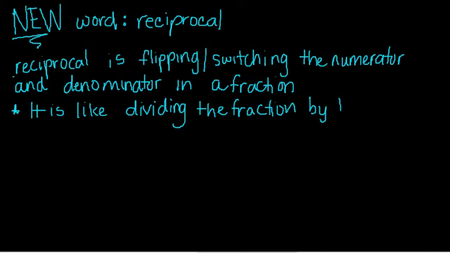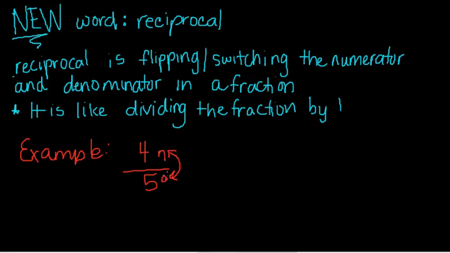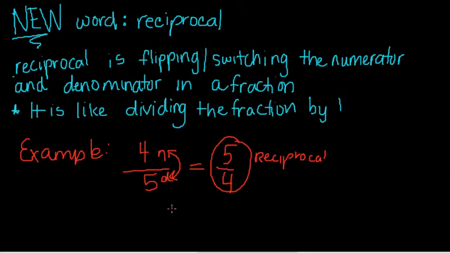Alright, here's an example. We're going to start with 4/5. So you're going to flip and switch the numerator and the denominator. The numerator goes where the denominator was. The denominator goes where the numerator was. So you get 5/4 as your reciprocal. Okay. Now, if you multiply these two, you should get 1 whole. So if you multiply a fraction by its reciprocal, you get 1 whole.